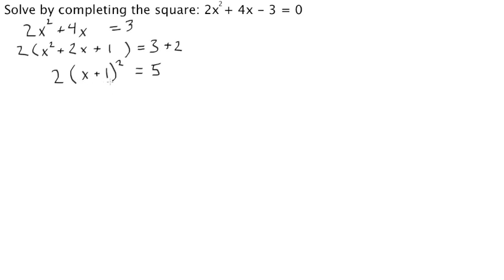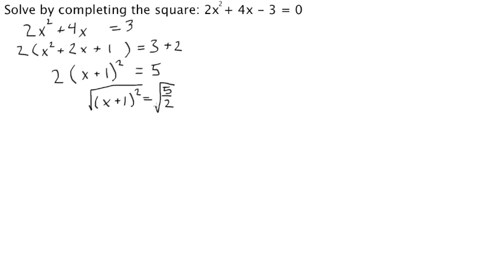I want to get my x by itself. I want to solve for x. So I'm going to divide both sides by 2 first. It's going to give me (x plus 1) squared equals 5 halves. Now I'm going to take the square root of both sides.